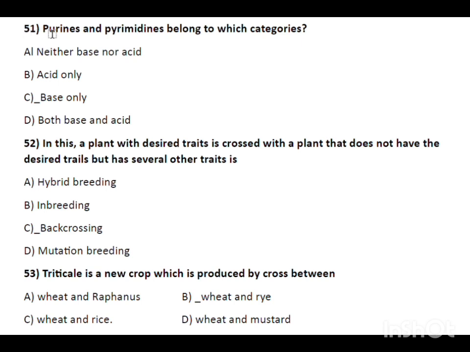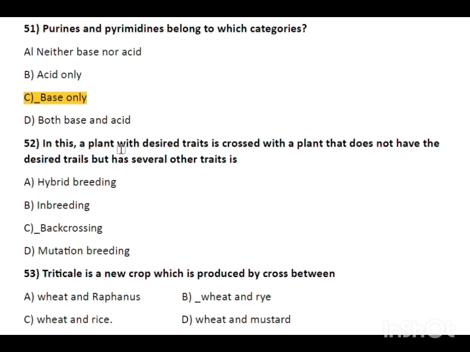Question number 51. Purine and pyrimidines belong to which categories? Option A. Neither base nor acid. Option B. Acid only. Option C. Base only. Option D. Both base and acid. Correct answer is option C. Base only.